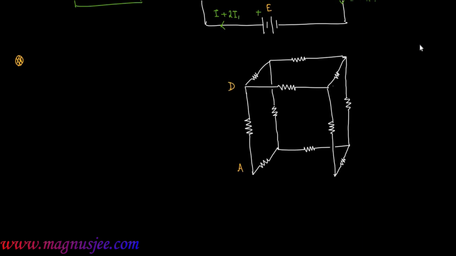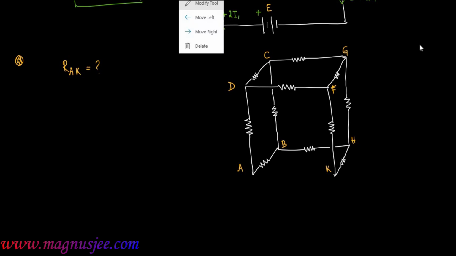Now we can consider another skeleton cube in which one arm is incomplete. The skeleton cube is ABHK, DCGF. That is the name of the cube, and we have to find the equivalent resistance between the two ends of the incomplete arm, that is RAK equal question mark, or we have to find the equivalent resistance between the corners A and K, where this arm is incomplete.